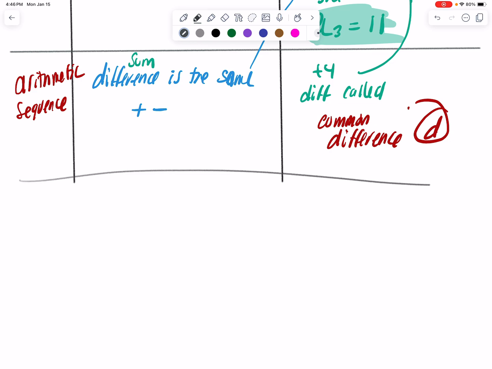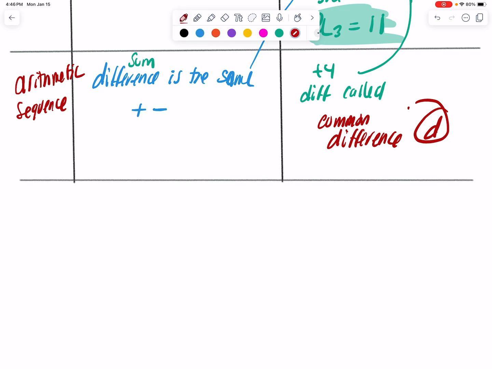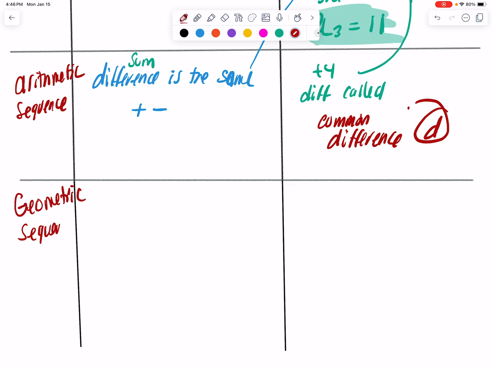All right, let's go to the next one. Geometric sequence. Okay, and a geometric sequence is where the ratio between the consecutive terms is the same. And this is like multiply and divide.